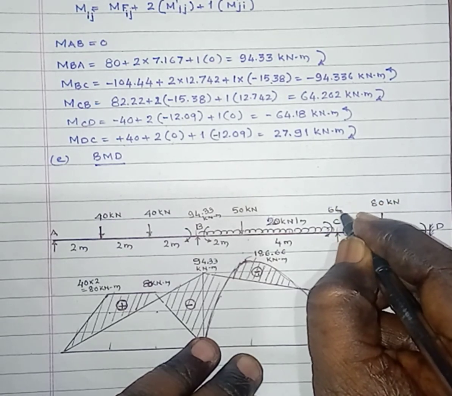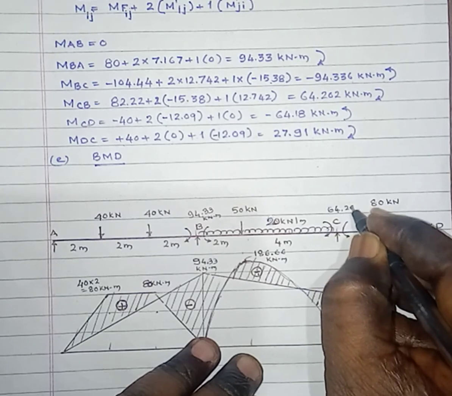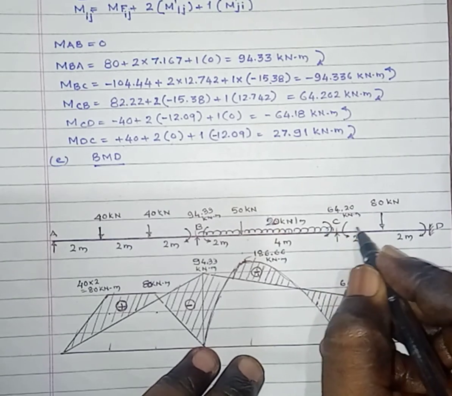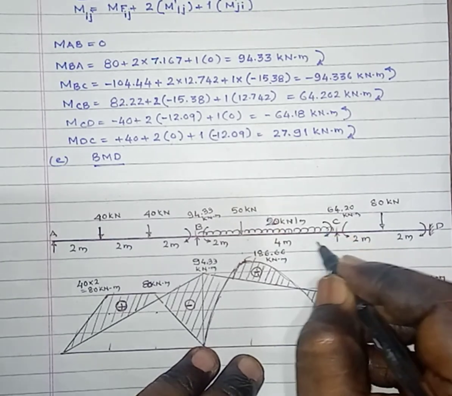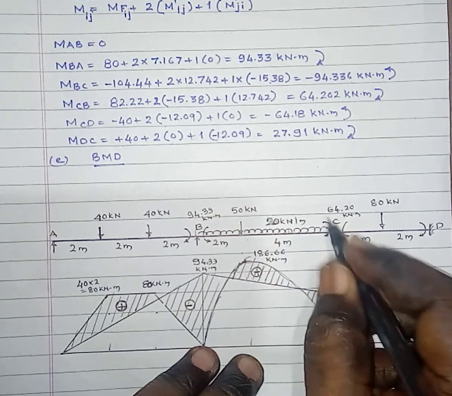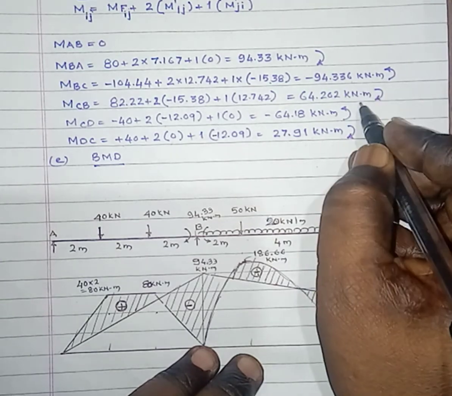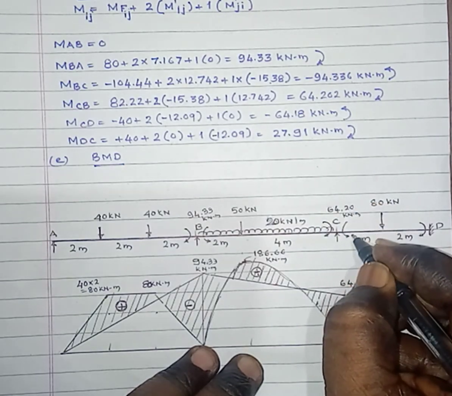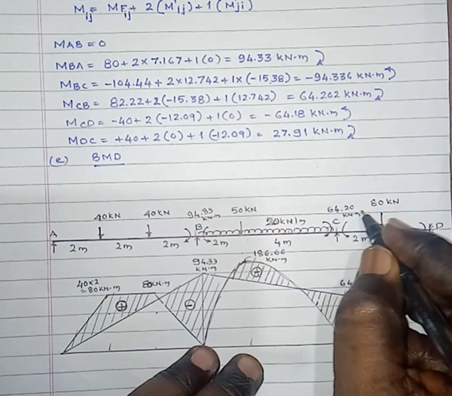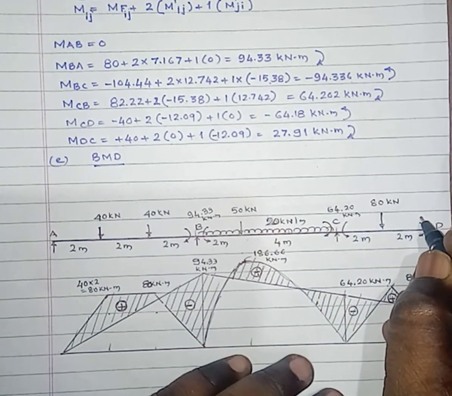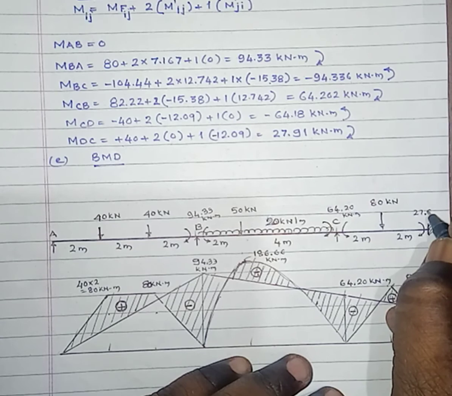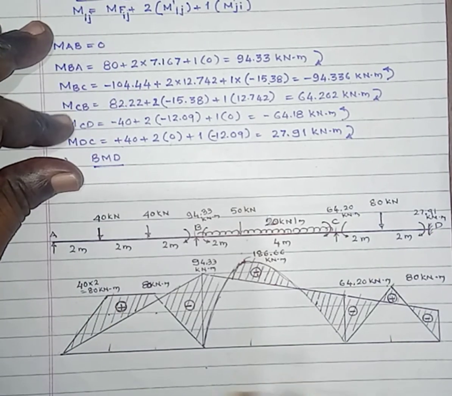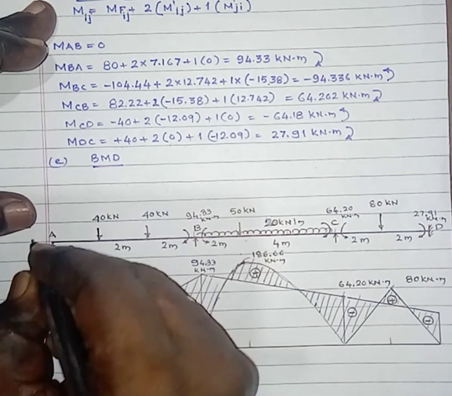Then at joint C, MCB, that is 64.202. Here we will consider 64.20 kilonewton meter as the moment at CB, and CB is clockwise, that is 64.202 kilonewton meter. Just now we have calculated. For CD, that is minus 64.20, that is anti-clockwise, hence we have written 64.20. Here at fixed end, that is 27.91 kilonewton meter. Then we can draw the support moment diagram. Here at A, the moment is 0.